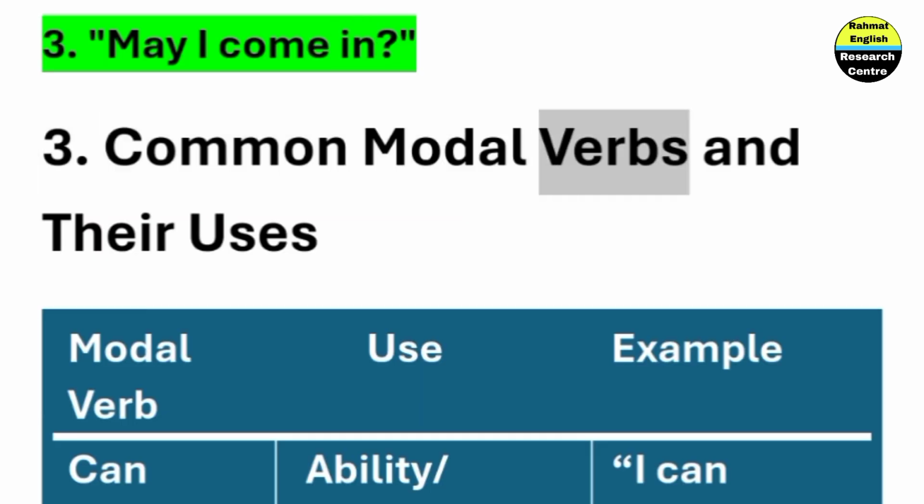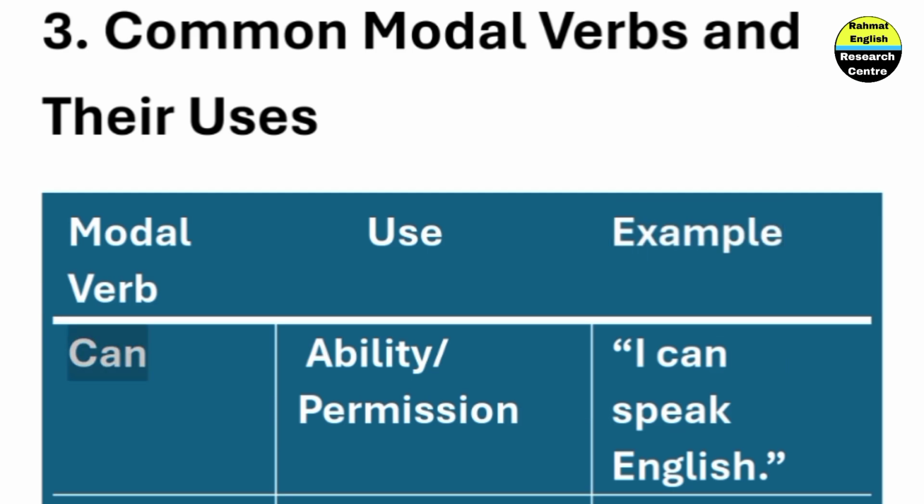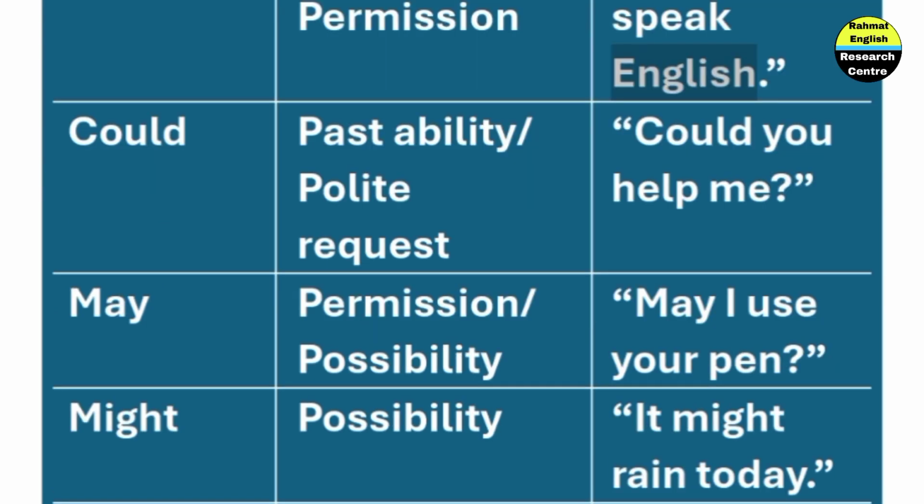3. Common modal verbs and their uses. Modal verb, use, example. Can: ability/permission. I can speak English. Could: past ability/polite request. Could you help me? May: permission/possibility. May I use your pen? Might: possibility. It might rain today.